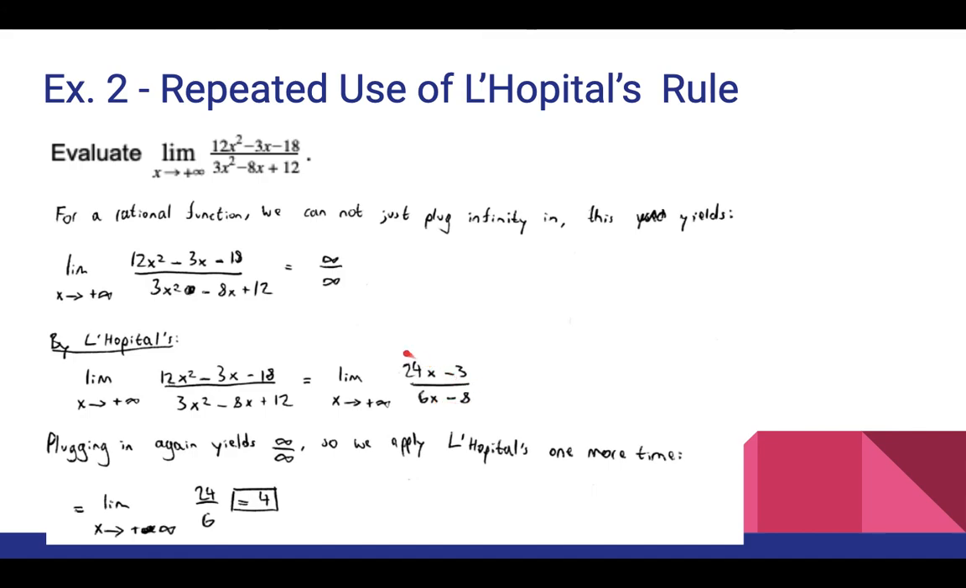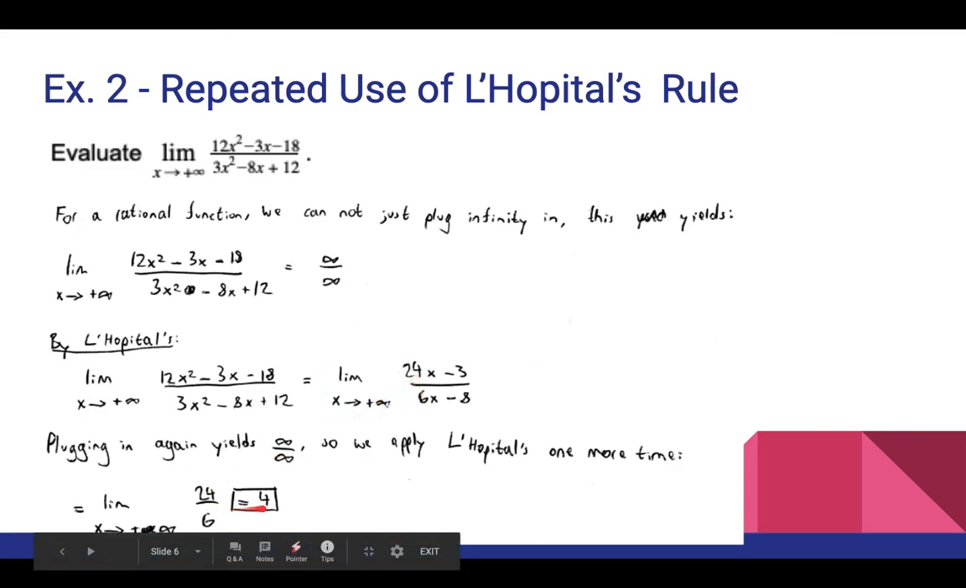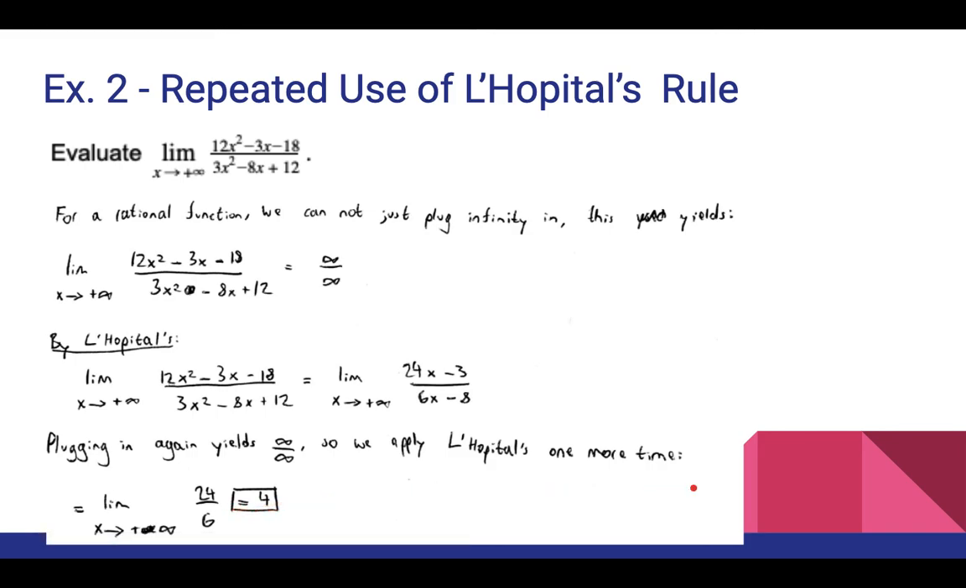Now we take the derivative of our numerator. The derivative of 24x minus 3 is just 24. And the derivative of 6x minus 8 is just 6. And so the limit of our rational function as x goes to positive infinity is going to be equal to the limit as x goes to positive infinity of 24 over 6, or just 4. And that is L'Hopital's rule in a nutshell.